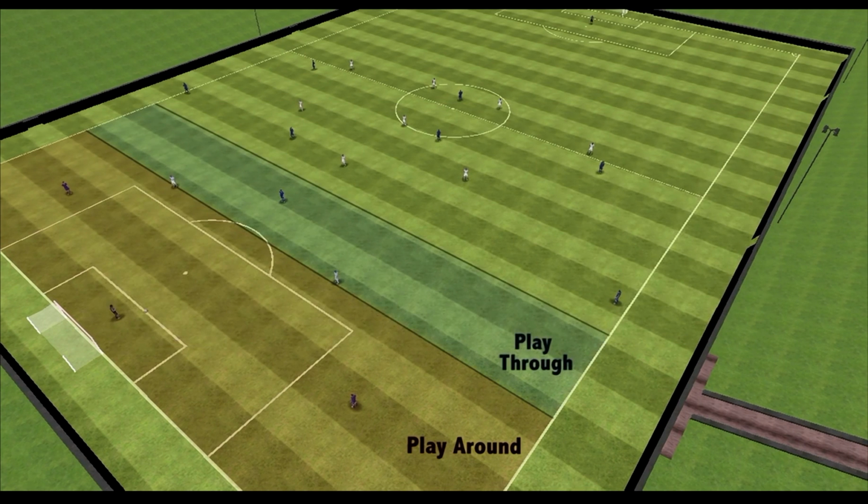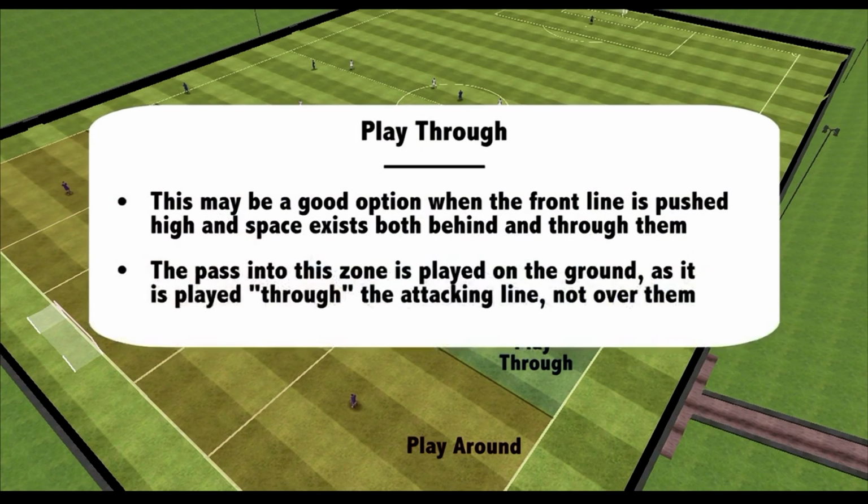The next zone here is the play through zone. The key difference between this and the play around zone is that you are playing through the front line of the opposing team, eliminating players with the pass. Here are some things to think about with the play through zone.